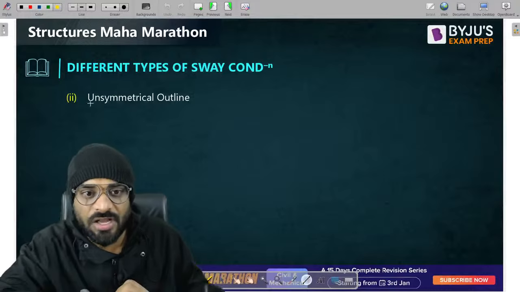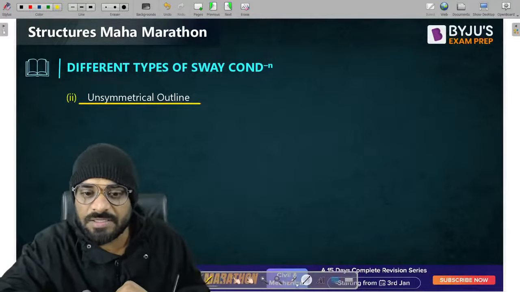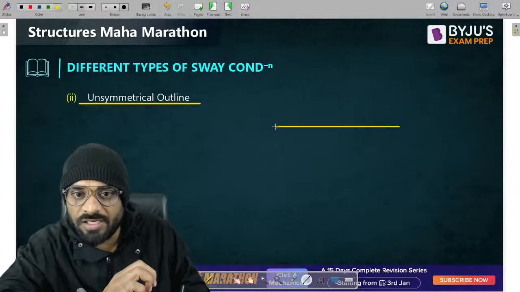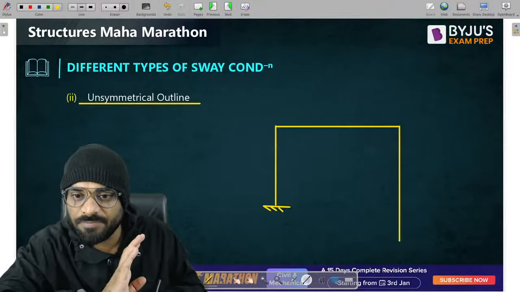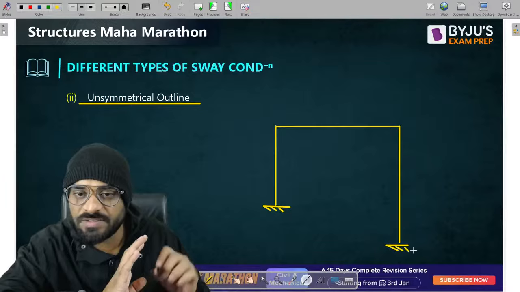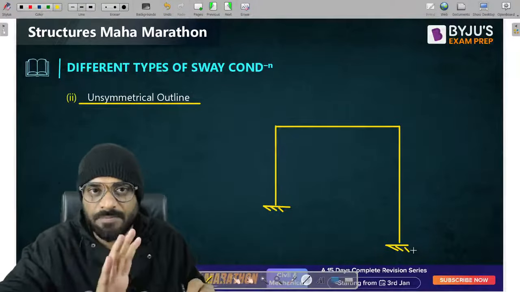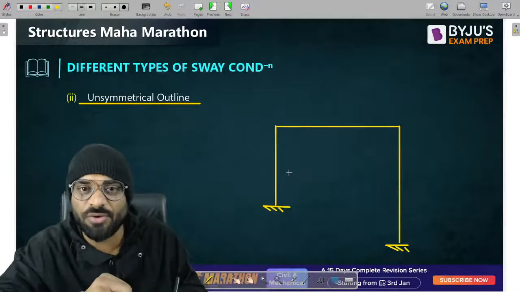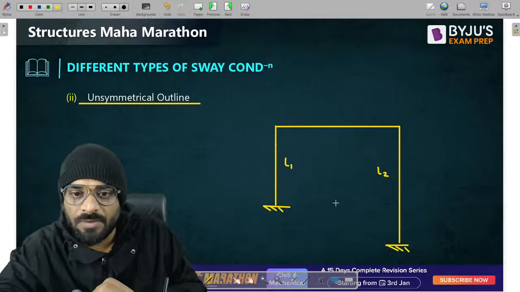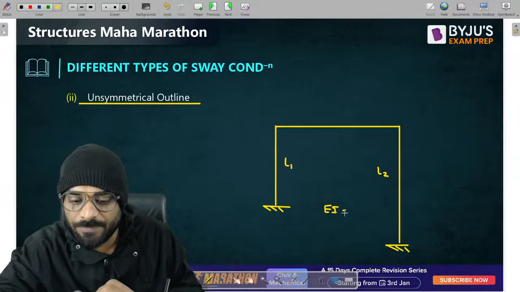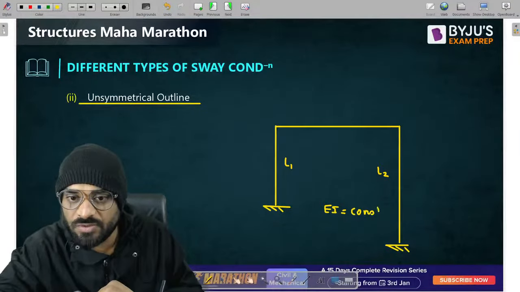Unsymmetrical outline. What it means exactly? The support condition is same. EI is same, but the length of member is different, or length of column is different. Let us consider this one is L1, this one is L2. But the EI value is constant.